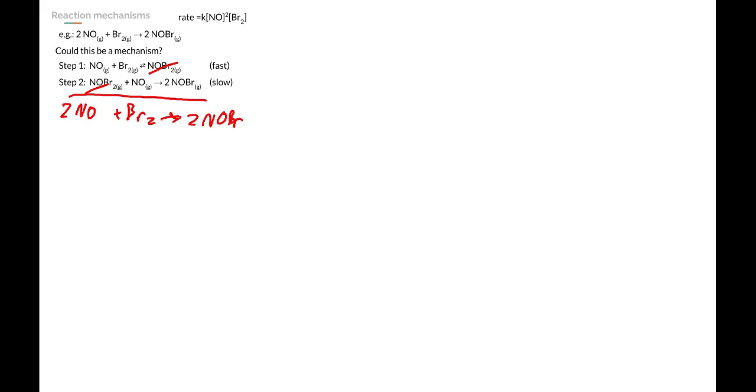Now, we're going to find out if the rate law matches the experimental rate law. So the rate law is going to be based on the slow step, which is going to have this rate law: rate equals K times concentration of NOBr2 to the 1 power times concentration of NO.